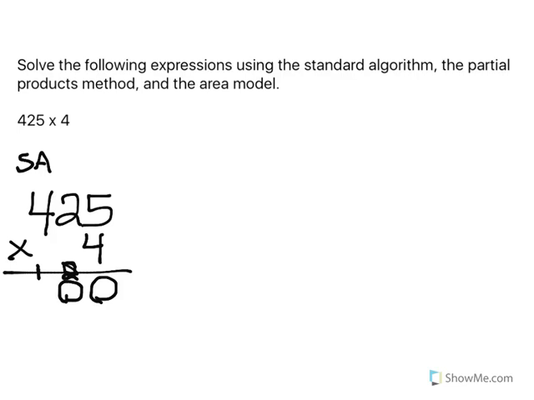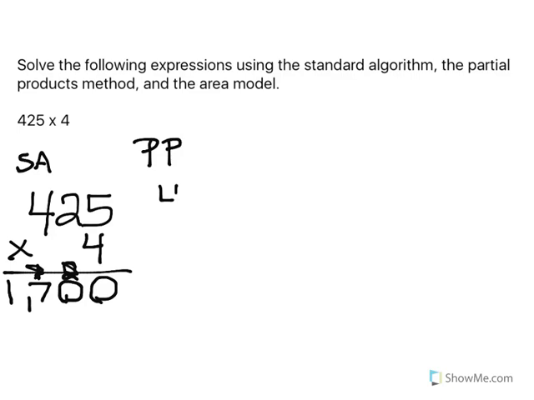And then I do 4 hundreds times 4, which is 16 hundreds. And then 16 hundreds plus another 100 is 17 hundreds. And I put my 17 hundreds equals 1,700. So I put my 700 in the hundreds place, and I put my 1,000 in the thousands place, and I cross out my 100 because I used it. That's my standard algorithm.